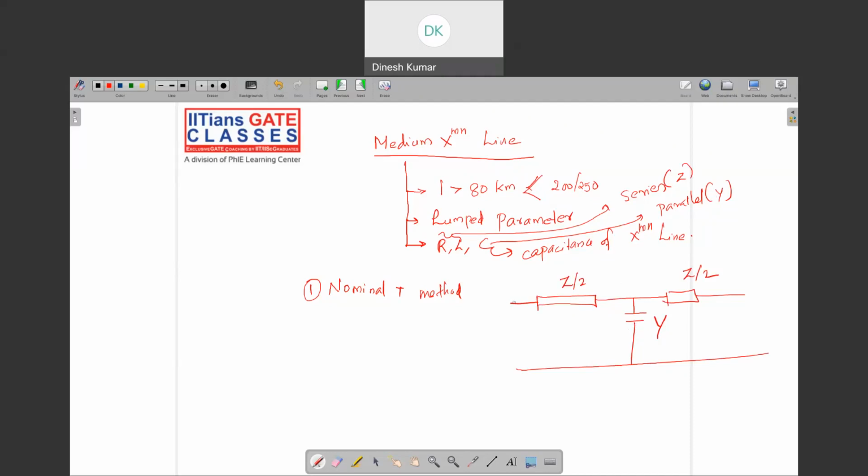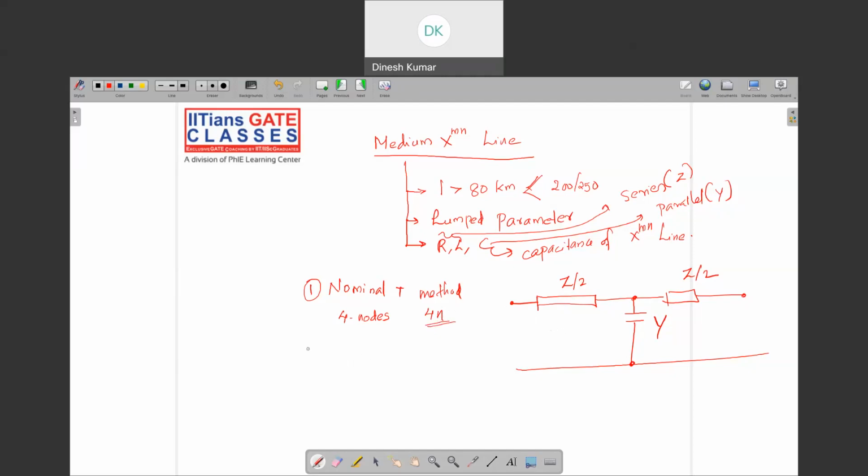Now we can check how many nodes are there. One node is here, one node is here, one node is here, and one node is here. So there are actually 4 nodes in the nominal T method. Assume there are 1,000 or 10,000 transmission lines. Then how many nodes will there be? 4 into n nodes. This is very important, because if you use transmission lines for solving a power flow or something, then we have to solve for all these voltages. That is the important part.